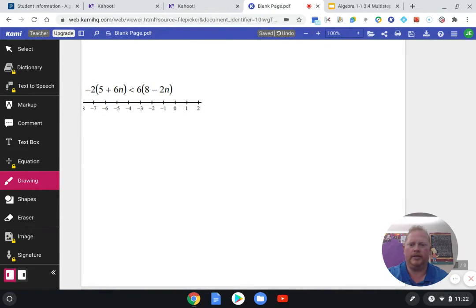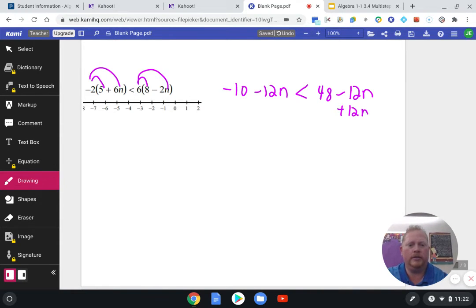Let's take a look at this one. Let's go ahead and distribute. So negative 10 minus 12n is less than 48 minus 12n. Let's get all the variables to the left-hand side, so let's add 12n. And I get negative 10, see those cancel out, is less than 48, and those cancel out.